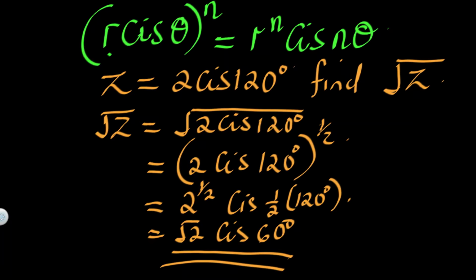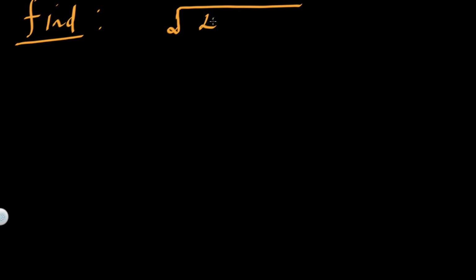Let me do another example where we are looking to find the root of 4 minus 3i. This is 4 minus 3i. We can apply de Moivre's theorem here. In fact, we should apply de Moivre's theorem. The problem is that our complex number is in rectangular form. Let us convert it first to polar form, which means we have to find r. So the solution.